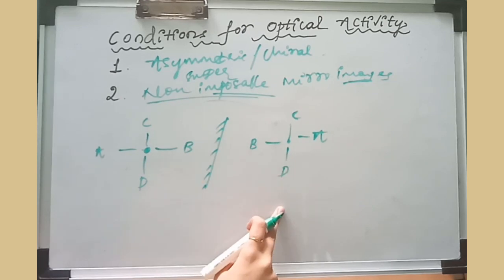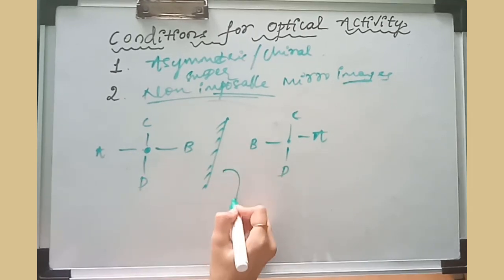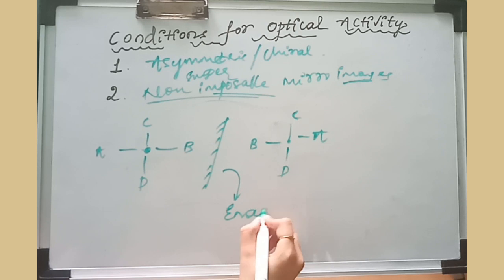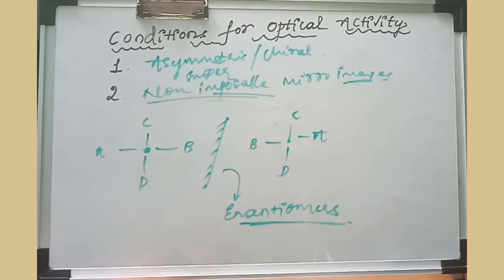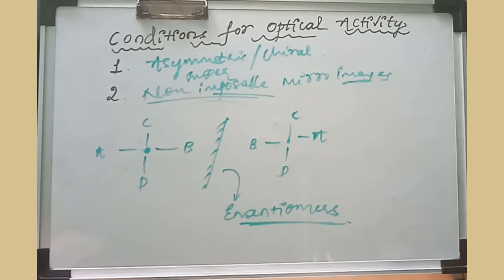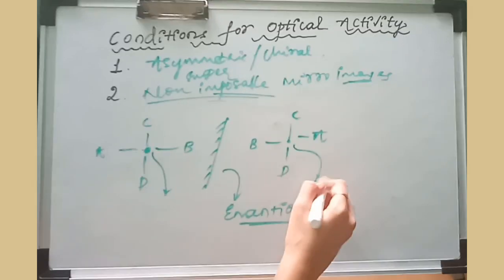These non-superimposable mirror images are called enantiomers. In the examination they may ask you to define enantiomers. The two isomers which are non-superimposable on their mirror images, such stereoisomers, are called enantiomers. And therefore the molecules also exhibit optical activity. The enantiomers are optically active mainly because of the presence of this chiral center.